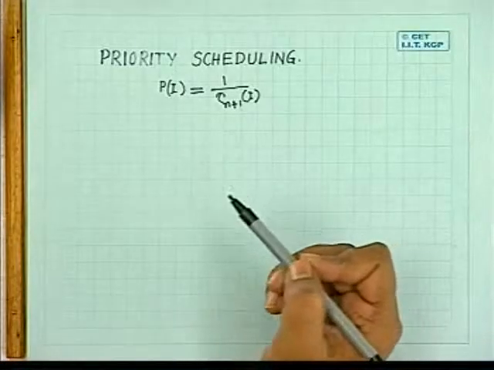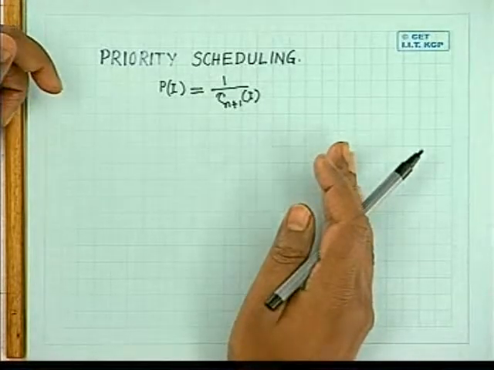So this is one case. In the other case, the user or the system administrator can set the priority of different jobs, and depending upon that priority level, a job which is having maximum or highest priority will be executed first. A job which will have the lowest priority will be executed last.